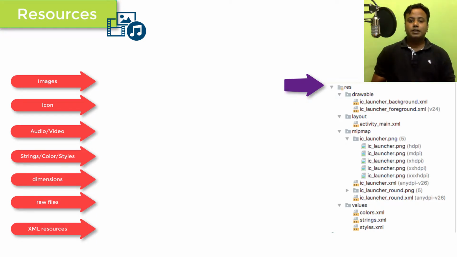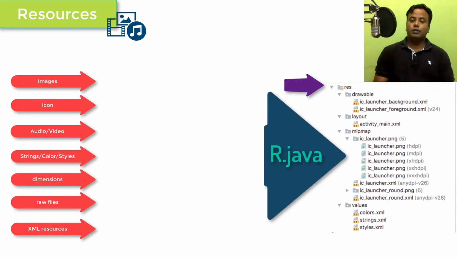But in Android, this res folder is converted into R.java. How? That is an auto-generated file. This R.java is an auto-generated file.